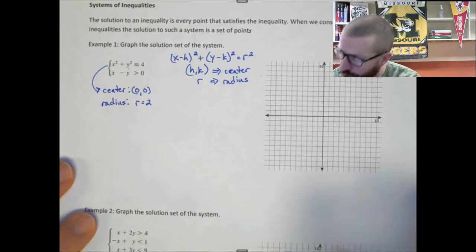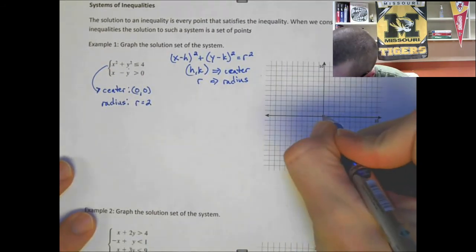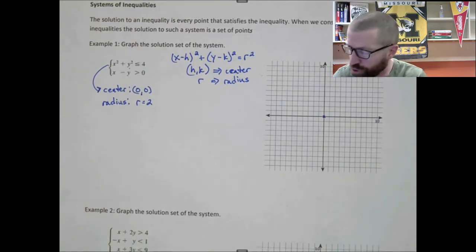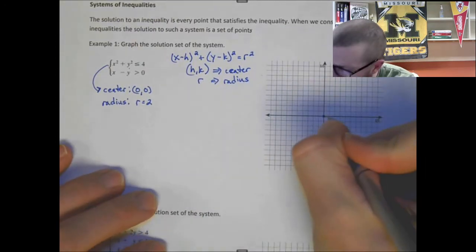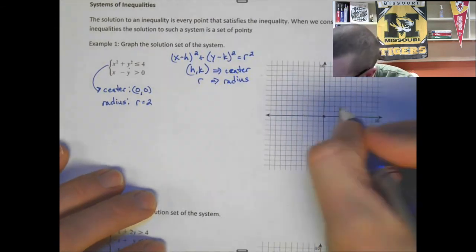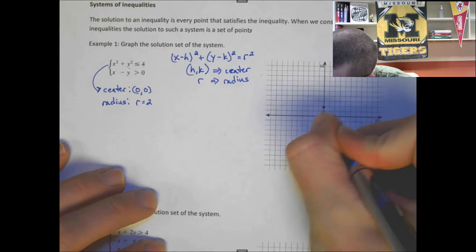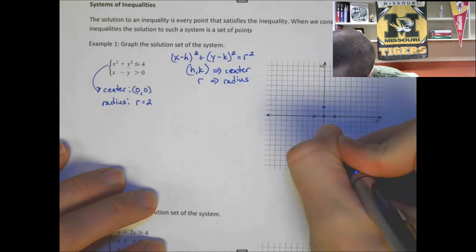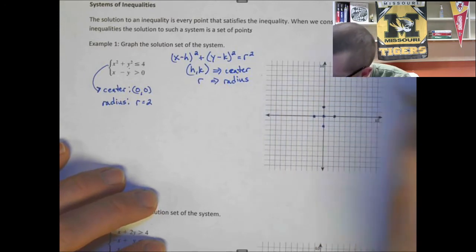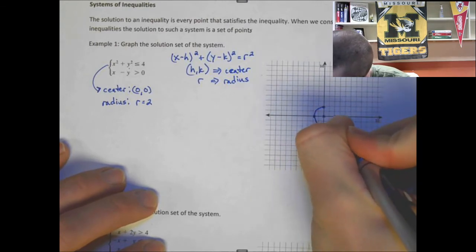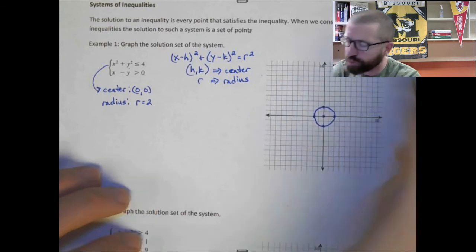To graph this, what I usually do is just put a mark at the center, although that's not a point on the circle. So just keep that in mind. But then just go out 2 in every direction. So a radius of 2 means the circle hits here, here, here, and here. And then just try to draw the best circle you can, although it does not have to be perfect.